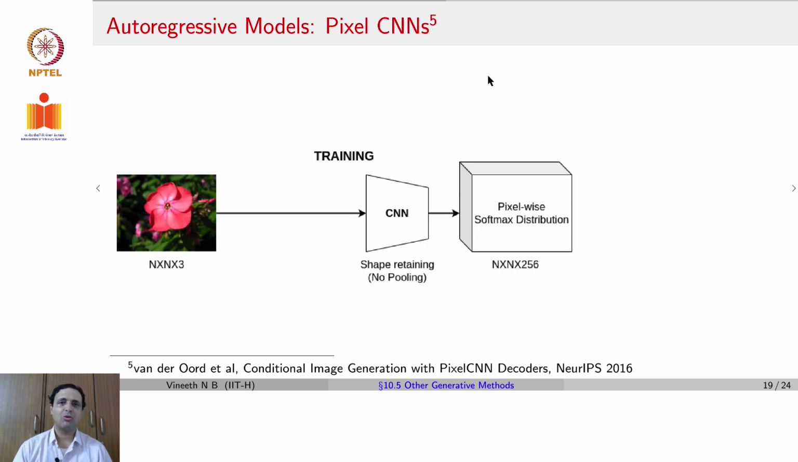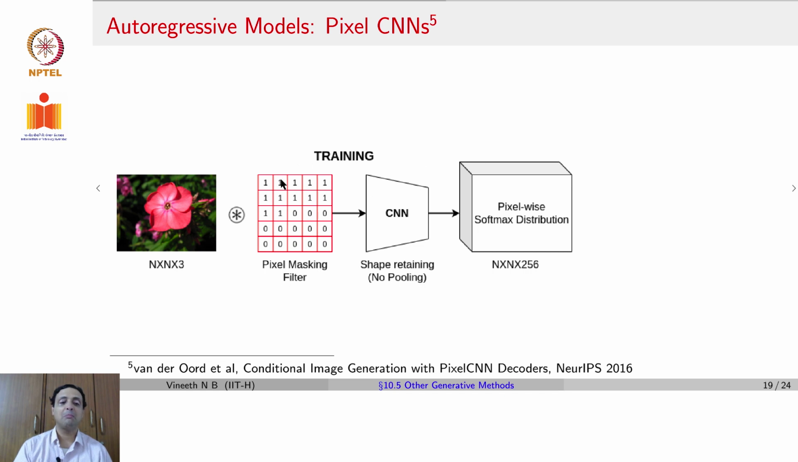Another class of models for autoregression are known as pixel CNNs. These were developed in NeurIPS of 2016. The idea here is, given an image, our overall idea would be to send it through a CNN without disturbing the shape and get a pixel-wise softmax distribution to generate the same data. But the way we are going to do it is to introduce a pixel masking filter to say which pixels should be used to predict the value at a specific pixel in the output.